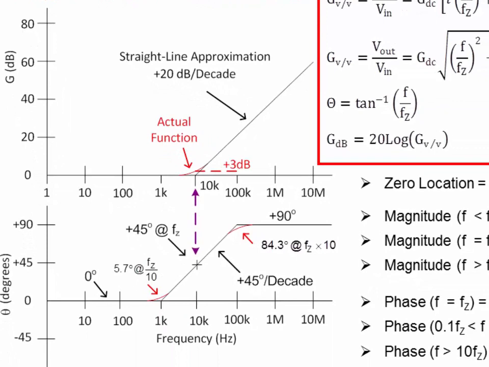Now let's consider the graph of phase shift versus frequency. The phase shift at the zero frequency is plus 45 degrees. Phase shift begins to change 1 decade before the zero and stops changing 1 decade after the zero. In this region, the slope is plus 45 degrees per decade. Considering frequencies that are lower than 1 decade below the zero, the phase shift is 0 degrees. For frequencies greater than 1 decade beyond the zero, the phase shift is plus 90 degrees.